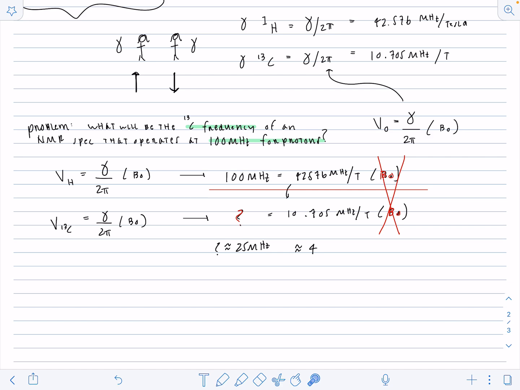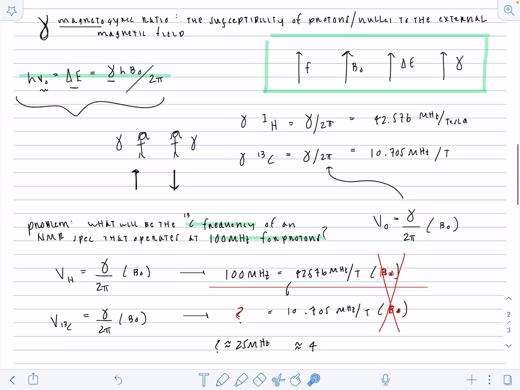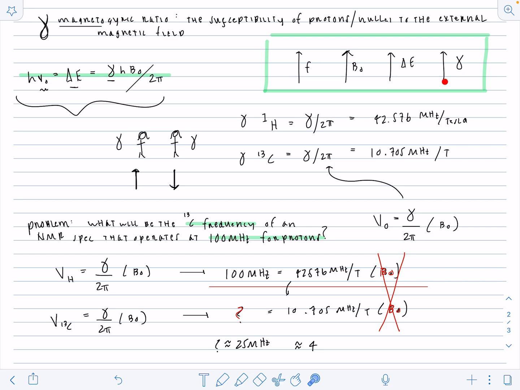I'll point to what I'm looking at. Hydrogen has a higher magnetogyric ratio, which means that it is more susceptible to the external magnetic field. Since it is more susceptible, that means that as its magnetogyric ratio increases, its frequency will increase. So its frequency is 100, its ratio is 42-ish. Let's talk about carbon. Its magnetogyric ratio is 10-ish. So it makes sense that if its magnetogyric ratio is lower, then it'll have a lower frequency.